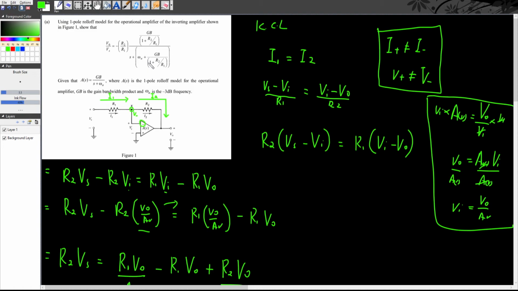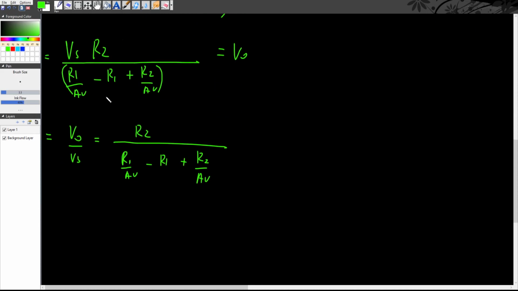Now, for us to get this, we need to replace AV by its one pole role of gain, which is GB, or gain bandwidth, over S plus omega A, which is just the 3 dB frequency. So now that we've gotten this far, let's first simplify this equation to make it easier for ourselves. So let's find a common denominator for the bottom terms. This is going to be R2 all over, let's call the bottom denominator AV to be common for both. So this is just going to be R1 plus R2.